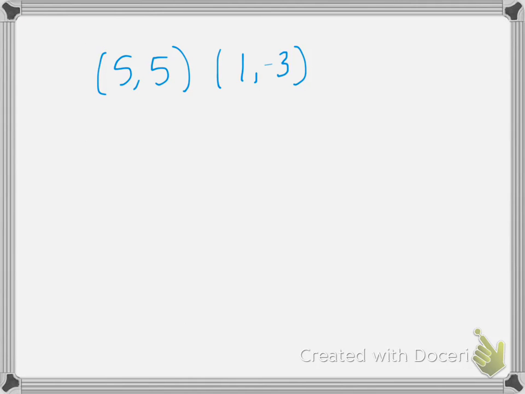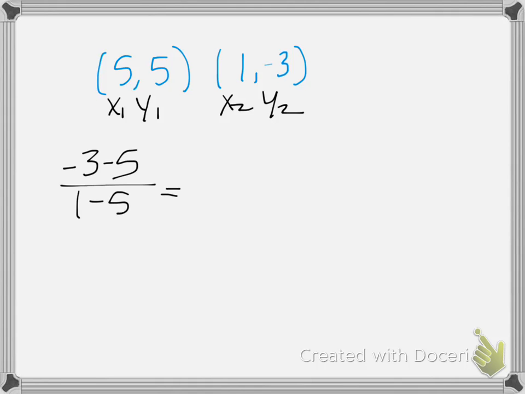Okay, so if I'm just finding slope for this one, I've got x1, y1, x2, y2, so negative 3 minus 5 over 1 minus 5. Negative 3 minus 5 gives me a negative 8. 1 minus 5 gives me negative 4. Negative 8 divided by negative 4 is 2.